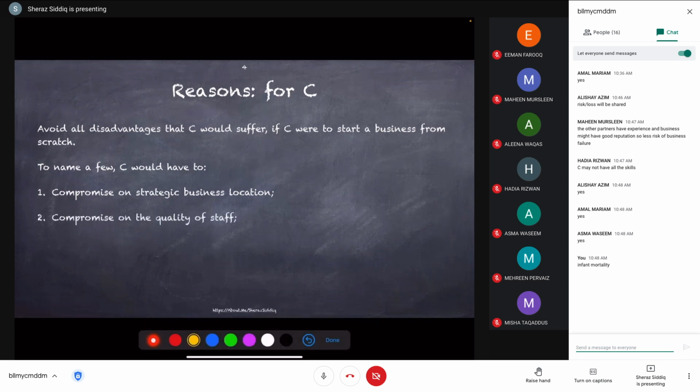The second bigger disadvantage, or a compromise that C has to make, is the quality of staff. So चूंकि C का business एक नया business है और C के business का going concern status अभी established नहीं हुआ, so C's business is a risky business even for professionals. So tier one professionals will not be interested in employment with C either, because C's business itself has a big question mark as far as the survival in future is concerned.